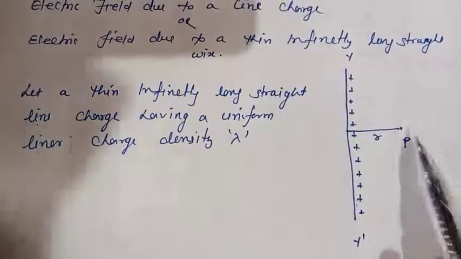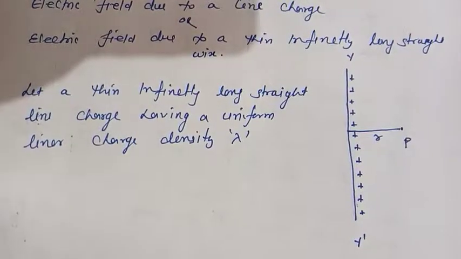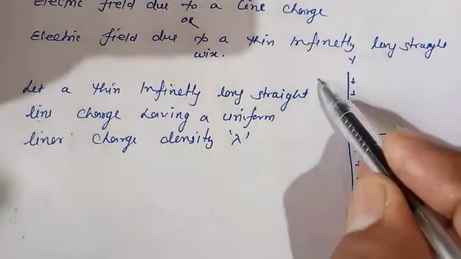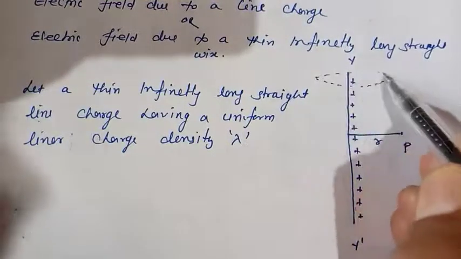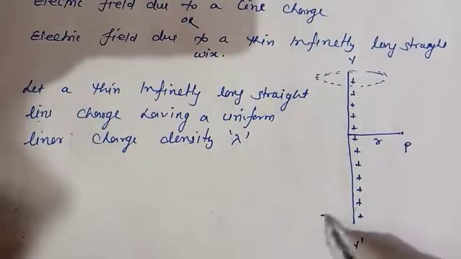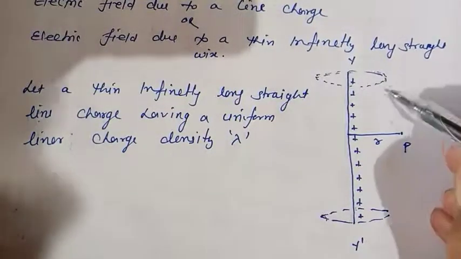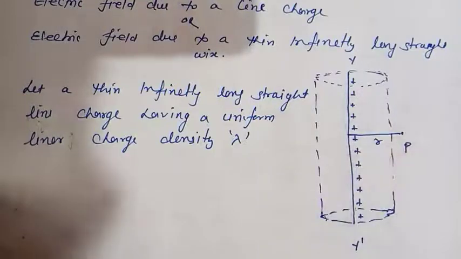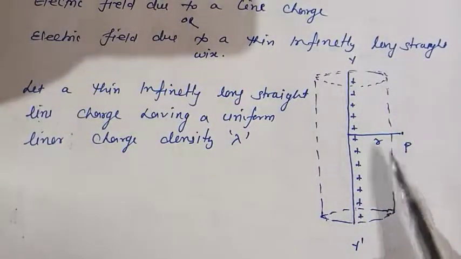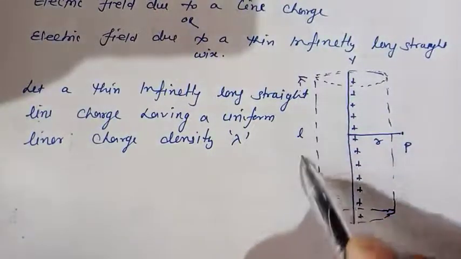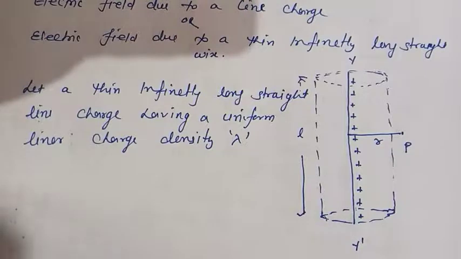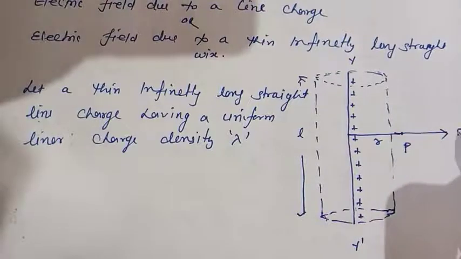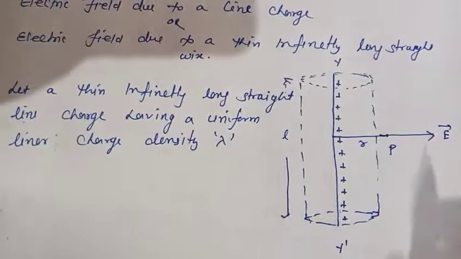So to find the electric field at point P, draw a cylindrical surface of radius r and a length L. In this way you draw a cylinder of radius r and let its length be L. This is the positive charge distribution, so the direction of electric field, you know, is radially outward, and is represented by E vector.